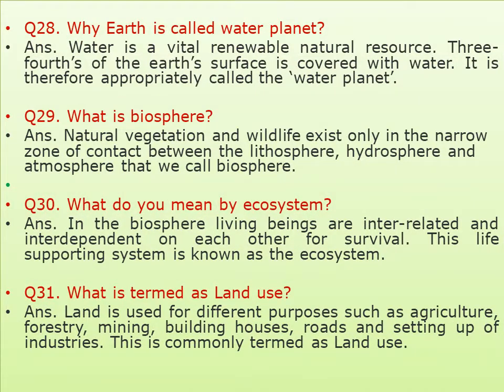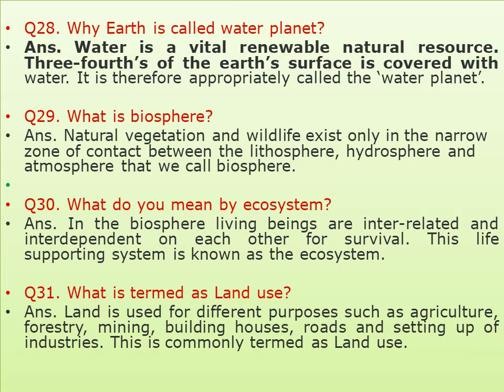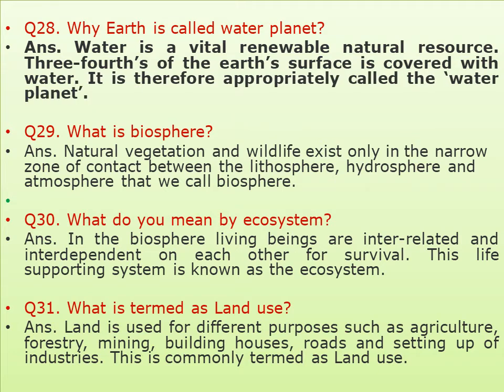Question number 28. Why is Earth called the water planet? Answer: water is a vital renewable natural resource. Three-fourths of the Earth's surface is covered with water. It is therefore appropriately called the water planet.